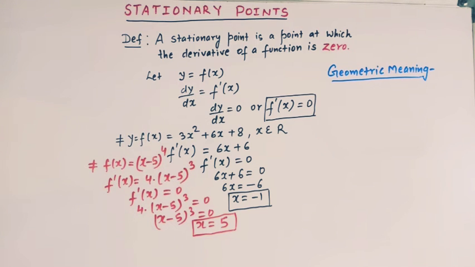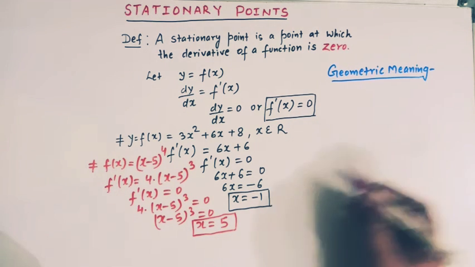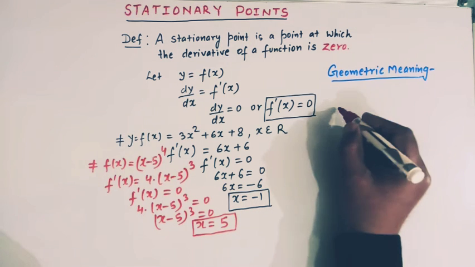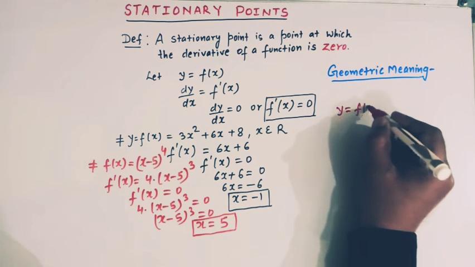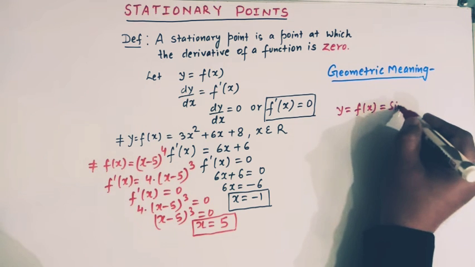Now let us take the geometric meaning of the concept of stationary points, right? So graphically, the stationary points correspond to the points on the graph of f of x where the tangent to the curve is a horizontal line, right? For example, let us take the graph of say y is equal to f of x is equal to sin x, right?